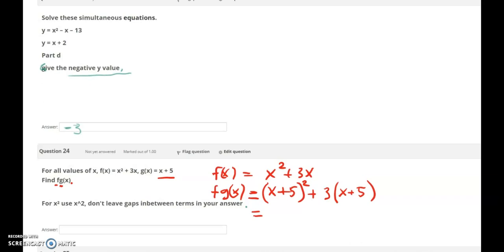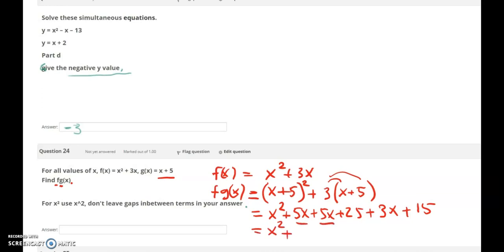So this can be now expanded. x plus 5 times x plus 5 is x squared plus 5x plus 5x plus 25, plus, now expanding these two, we get 3x plus 15. Collecting the like terms, we get x squared plus 5x plus 5x is 10x plus 3x is 13x. 25 and 15 is 40.